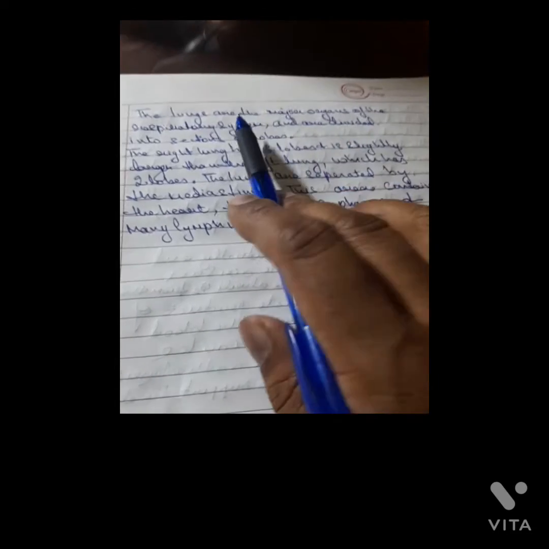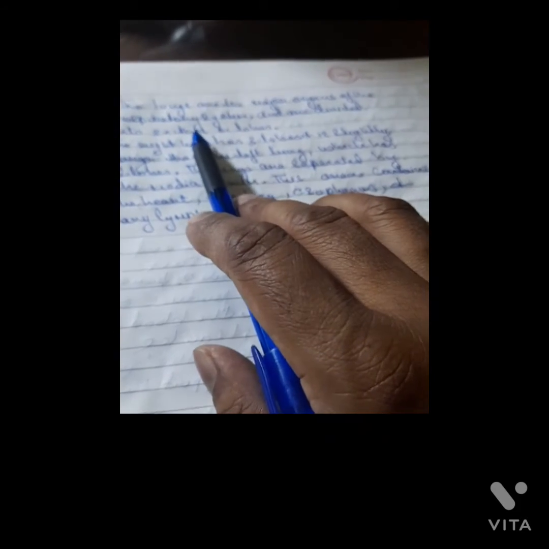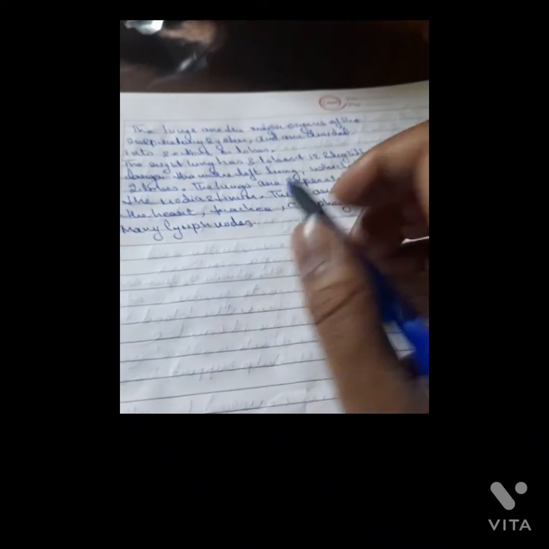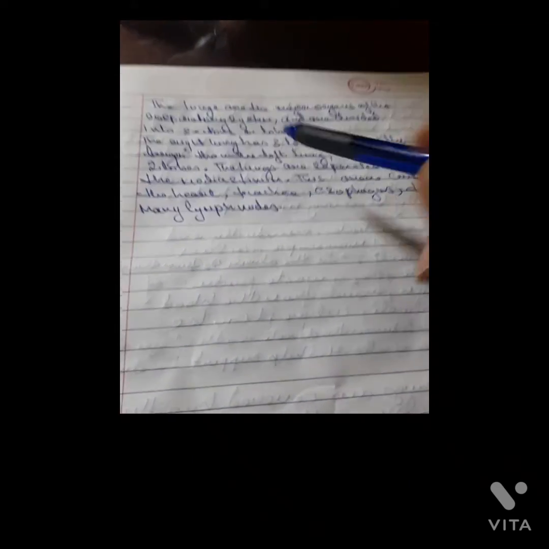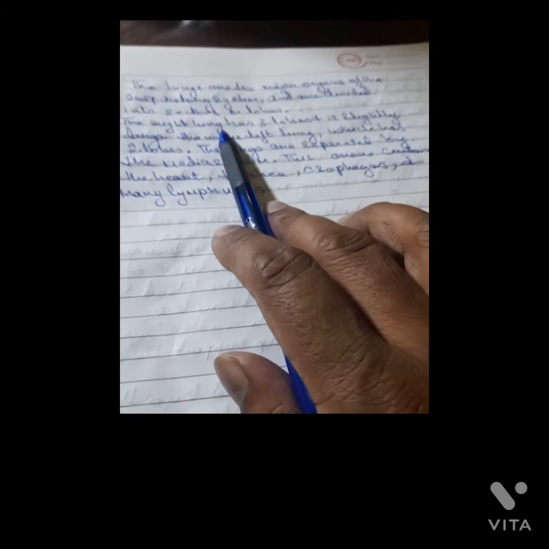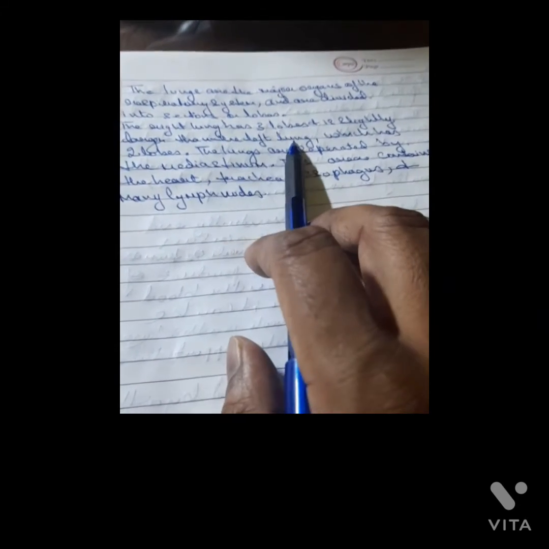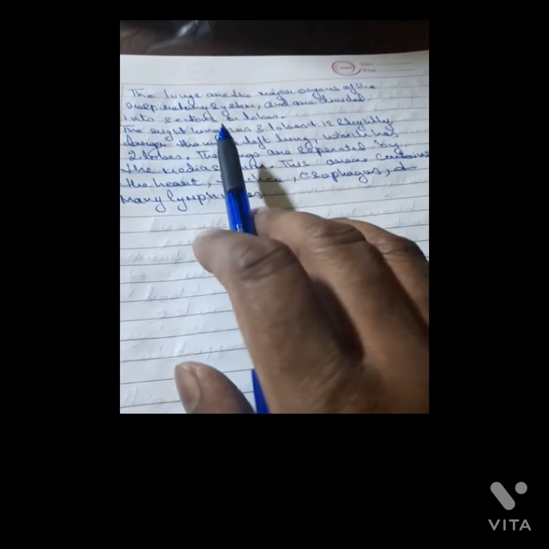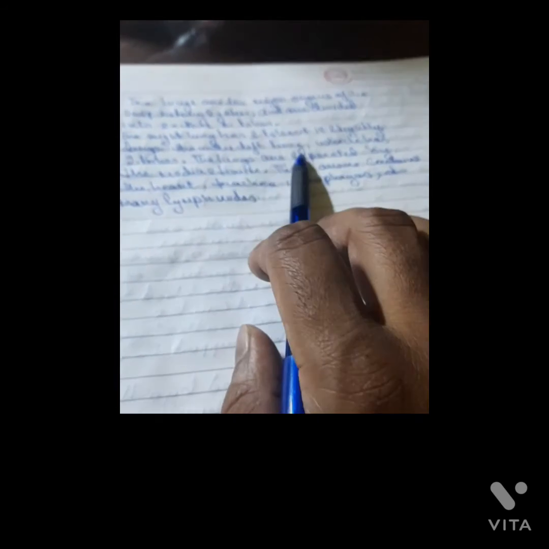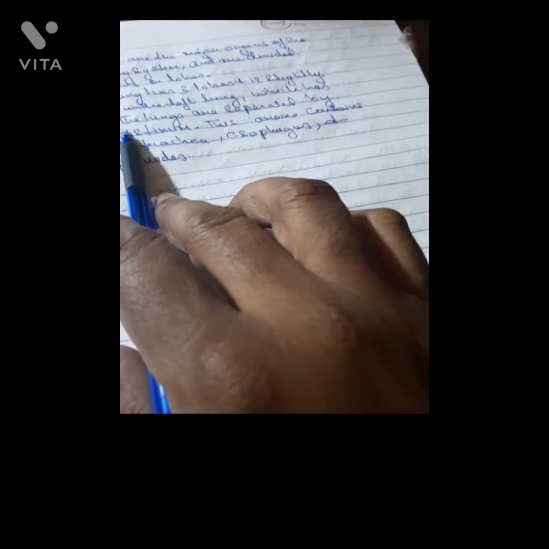About lungs. The lungs are the major organs of the respiratory system and are divided into sections or lobes. The lungs are divided into two parts, the left side and the right side, and each has lobes, which we will study further. The right lung has three lobes. The right side is divided into three parts and is slightly larger than the left lung. The left side has only two lobes, obviously, because it is smaller in size compared to the right lung.